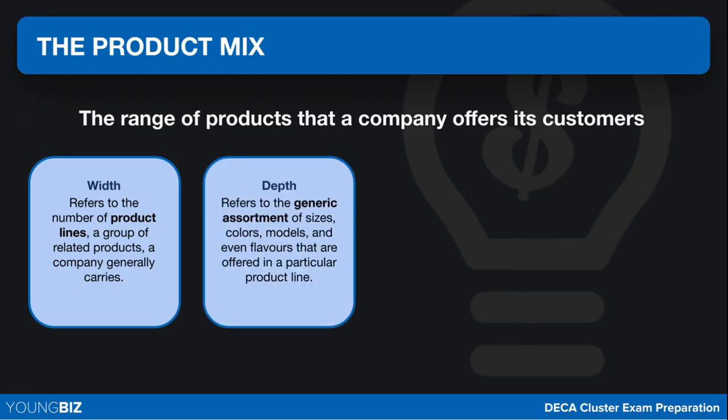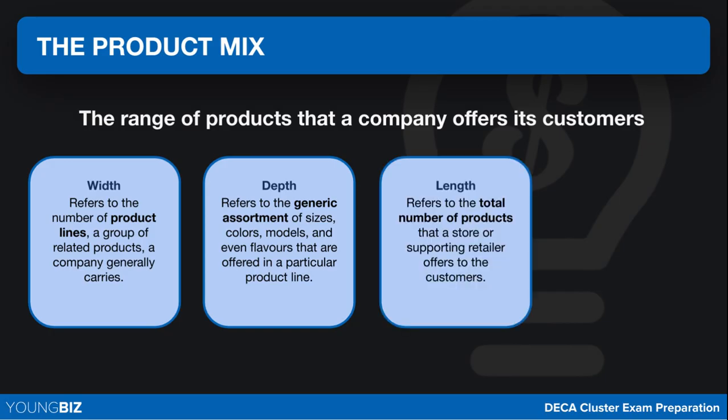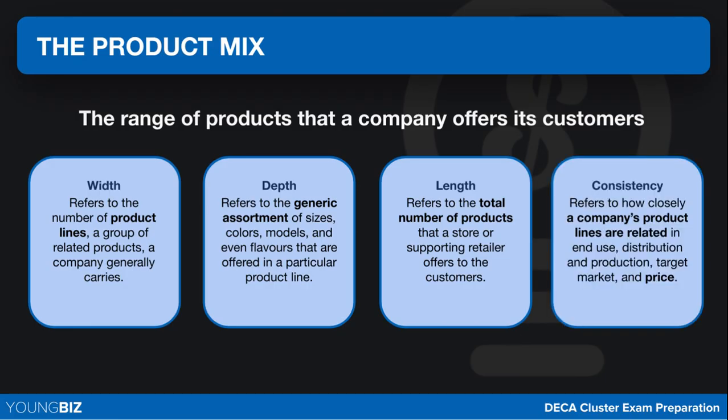Next, we have depth, which refers to the generic sorting of size, colors, models, and much more that are offered in a particular product line. The length refers to the total amount of products that the store or maybe even retailers selling the product offers to the customer. Finally, consistency is how much a company's product lines are relevant towards end use, distribution, production, target market, and price.